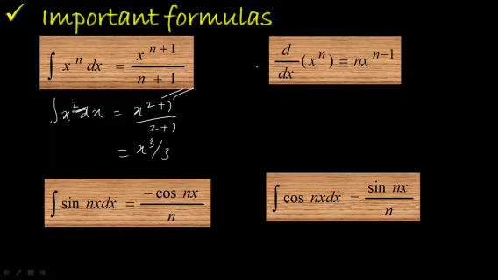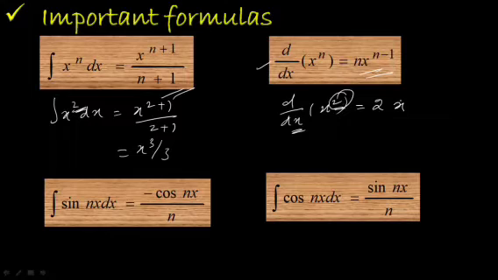Likewise, the derivative d by dx of x to the power n is equal to n x power n minus 1. So here I am going to differentiate x square with respect to x. Let me see what happens. First write the power here, that is 2x, and you have to reduce the power by 1, that is 2 minus 1, so the result is 2x.